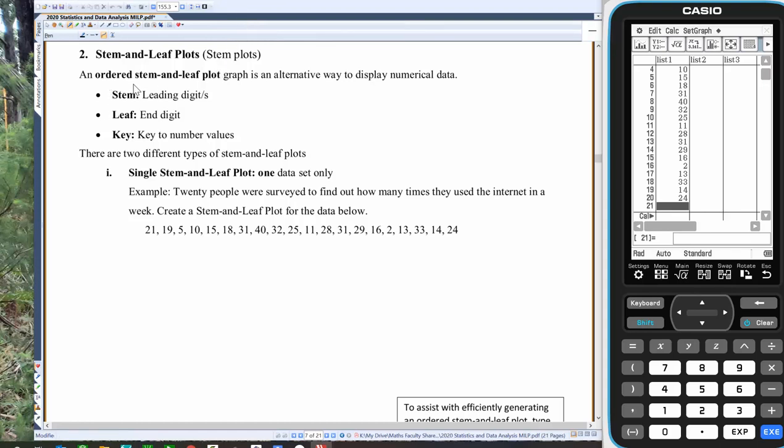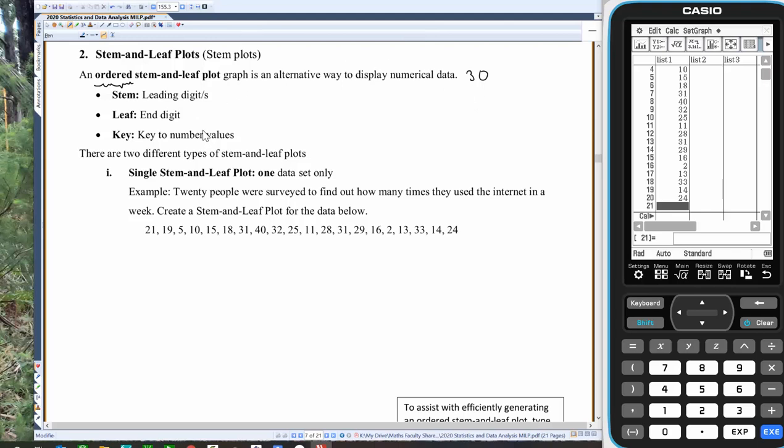A stem and leaf plot is generally ordered. That is, the data is ordered smallest to largest, and it's a good way to display numerical data. This is just a ballpark figure, but maybe 30 pieces of data would be appropriate. 10 is fine, 5 is just a little bit too few data points. Once it starts getting too big, say 50, 60, the stem and leaf plot becomes too cumbersome, and we generally go to another method to display the data then.